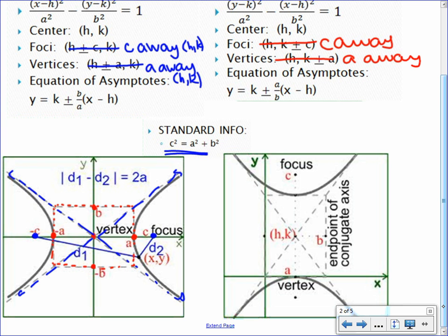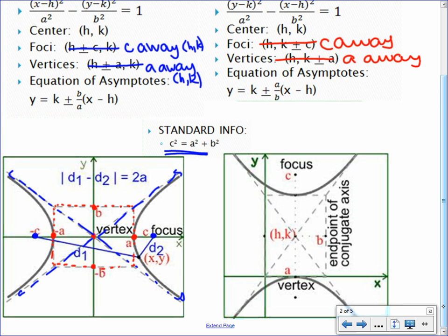So here's a picture of a vertical hyperbola where we have our center. Here we go, vertically a and horizontally b, because that's what a and b are associated with. We draw our rectangle and draw our asymptotes. We have our vertices plotted so you can get the shape. And then our foci are c away.